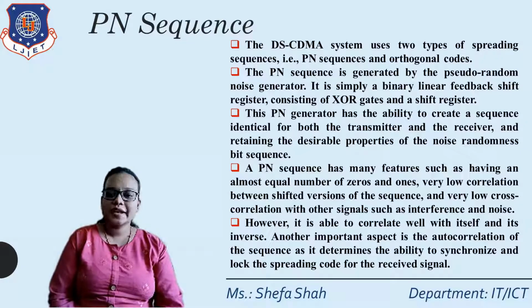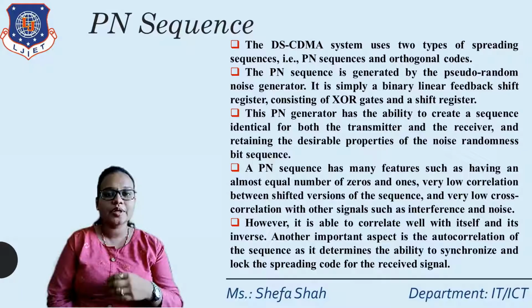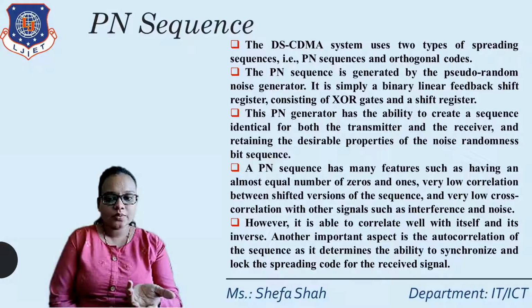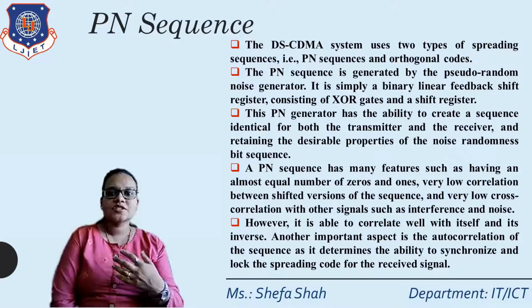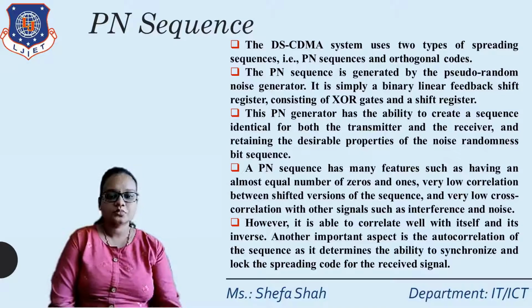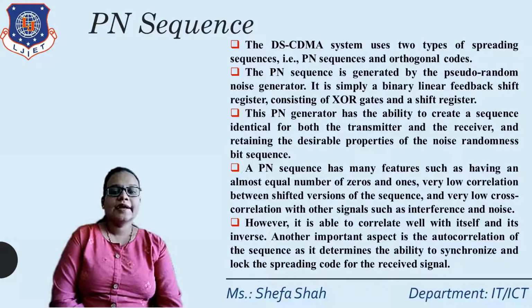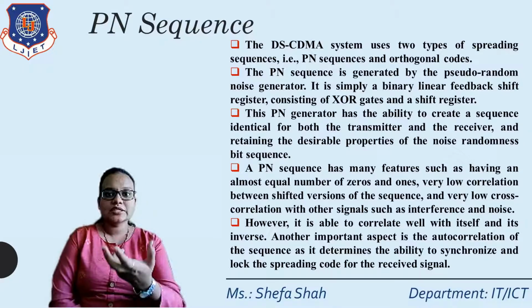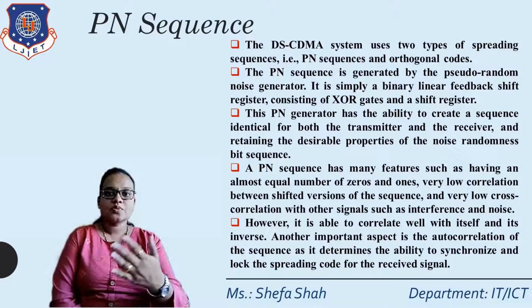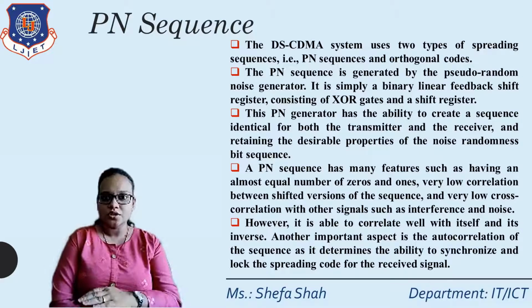It has many features, such as an almost equal number of zeros and ones, and very low correlation between the shifted versions of the sequence. As there is very low correlation, the noise addition as well as interference will also be low. And last, it is able to correlate well with itself and its inverse, right? So that means the sequence is generated randomly, and all the sequences which are generated are orthogonal to each other.